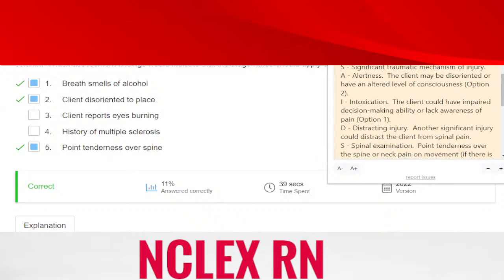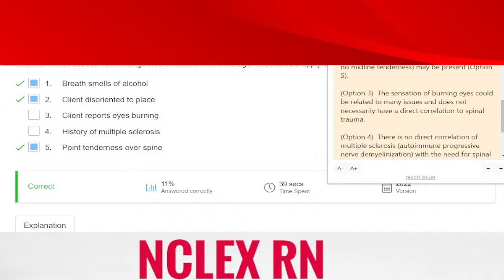N. Neurological examination. Focal deficits include numbness and decreased strength. S. Significant traumatic mechanism of injury. A. Alertness. The client may be disoriented or have an altered level of consciousness. Option 2. I. Intoxication. The client could have impaired decision-making ability or lack awareness of pain. Option 1. D. Distracting injury. Another significant injury could distract the client from spinal pain.